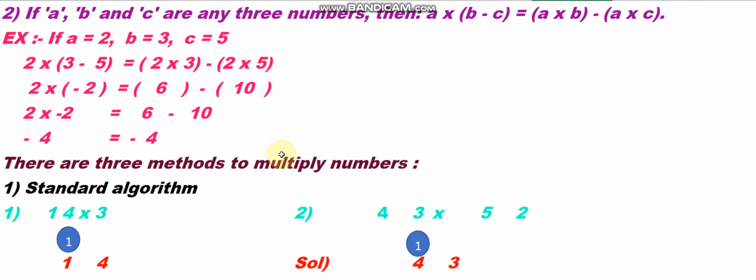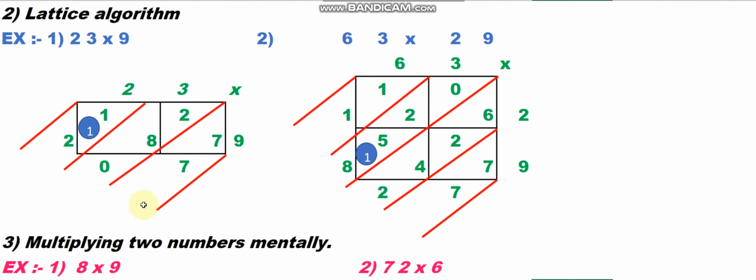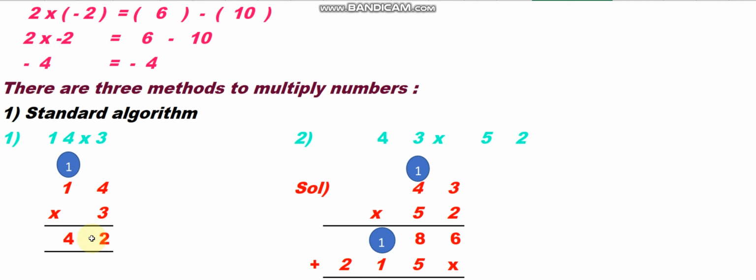See, there are three methods to multiply numbers. We are using three methods to multiply the numbers. They are the standard algorithm, the lattice algorithm, and the third one is multiplying two numbers mentally. Okay, first one, the standard algorithm, you see.